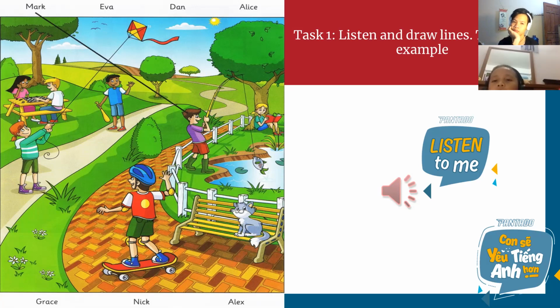Three. There's Alex. Can you see him? He's got a new skateboard. That's nice. Yes, Alex loves skateboarding. I know. Four. Can you see Eva? Is she the one with the kite? Yes, she is. I like Eva's purple boots. They're beautiful.